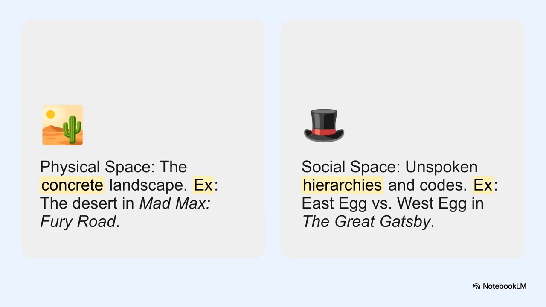In The Great Gatsby, East Egg and West Egg are physically close, but socially, they might as well be on different planets. That invisible line between old money and new money defines every single conflict in that book.